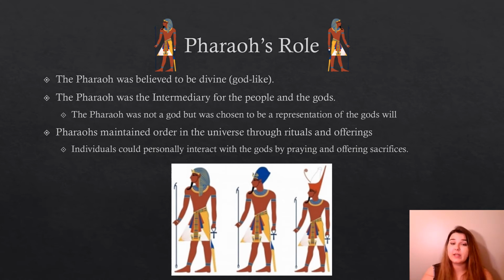So the pharaohs maintained order in the universe by performing certain rituals and offerings. Individuals could personally interact with the gods by doing this in their homes or in temples, but typically it was the pharaoh's role or the pharaoh's job to appease the gods to protect their people.